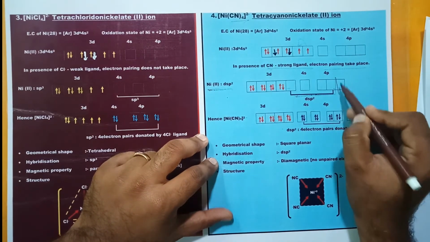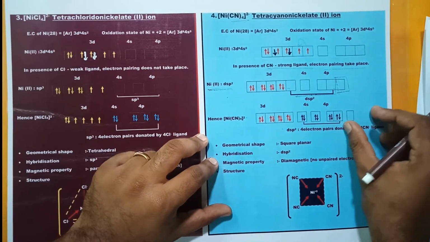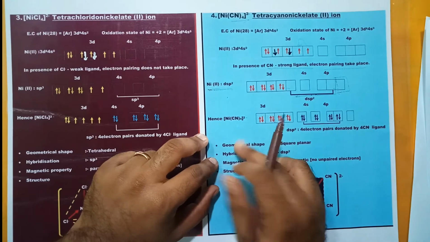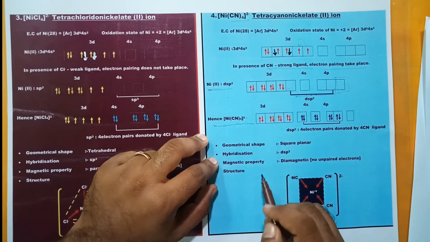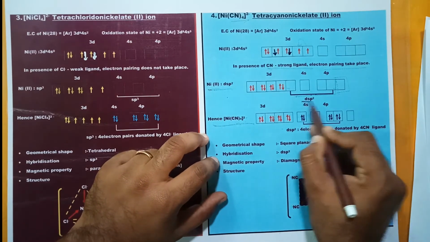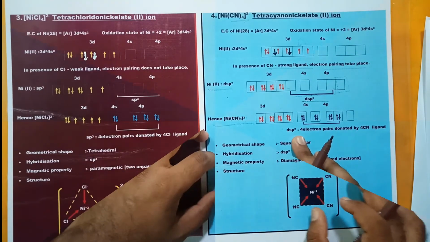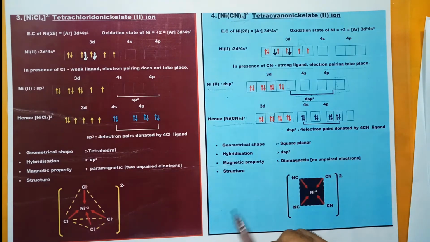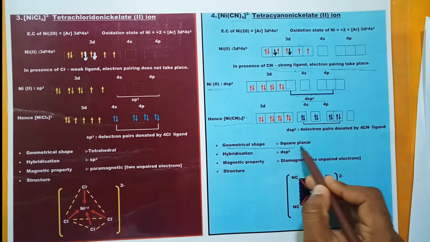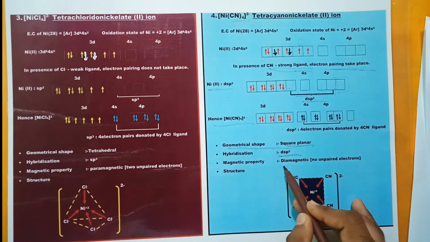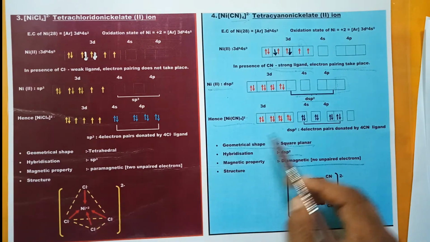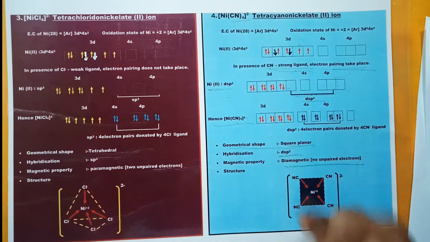There is an empty 4p orbital present on the nickel. So this complex [Ni(CN)4]2-, tetracyanonickelate, undergoes dsp2 hybridization. Is it clear friends? Why does it undergo dsp2 hybridization? Because CN is a strong ligand, the electron pairing takes place. So what is the geometry of this complex? Square planar. Hybridization is dsp2. It is diamagnetic. Why is it diamagnetic? There is no unpaired electron present in the complex.